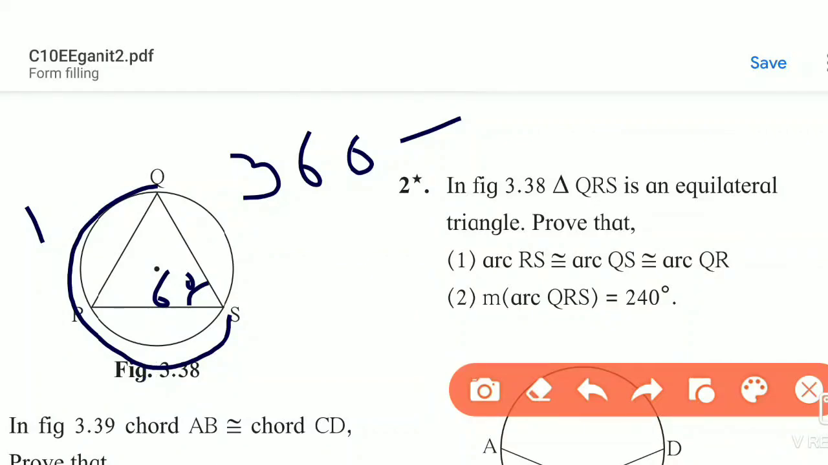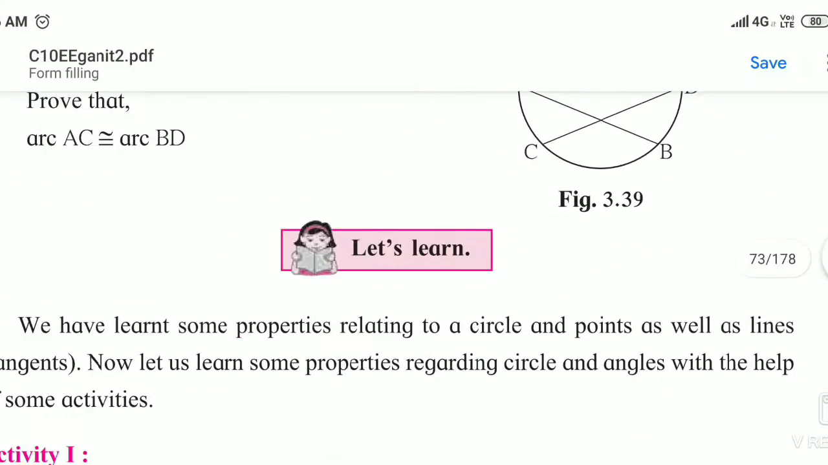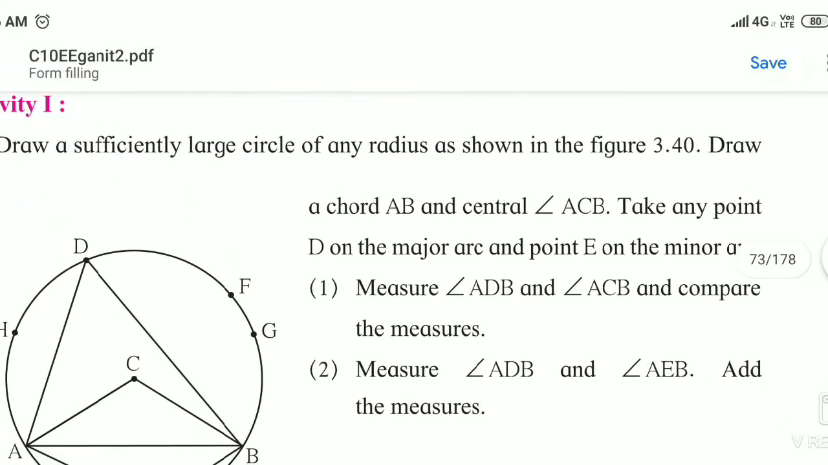So all of you solve these three examples, and then we will take the next part of our circle lesson, and that is the activity.